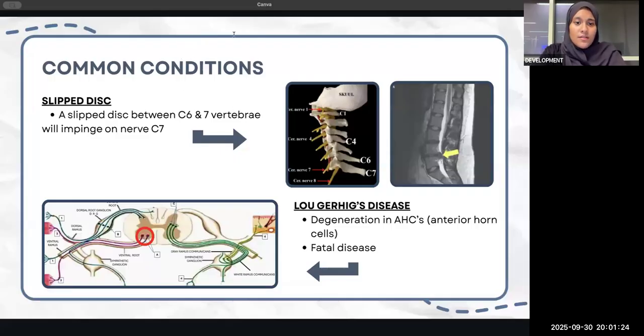Disease. You just have to know that a slip disc will protrude on C7 because slip disc usually happens between C6 and C7. Lou Gehrig's disease is just a degeneration in anterior horn cells, the cells that are over here. They could ask you, for example, I'll give you a question from my head. They can put a pin here on the ventral horn and tell you what is this, and you'd say ventral horn. What disease can come from this? Lou Gehrig's disease.